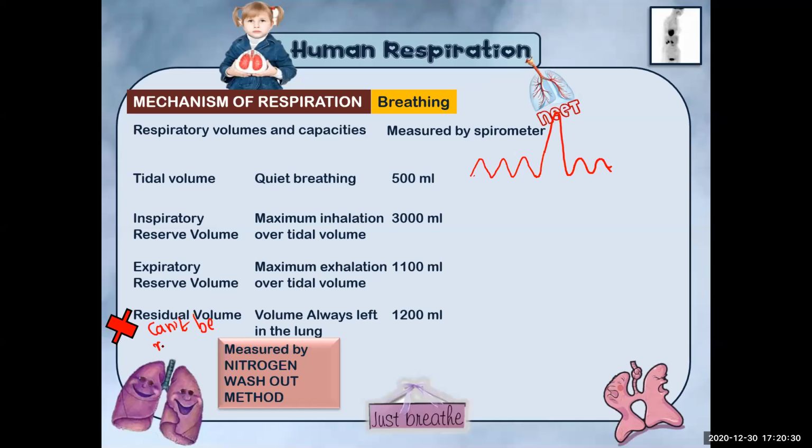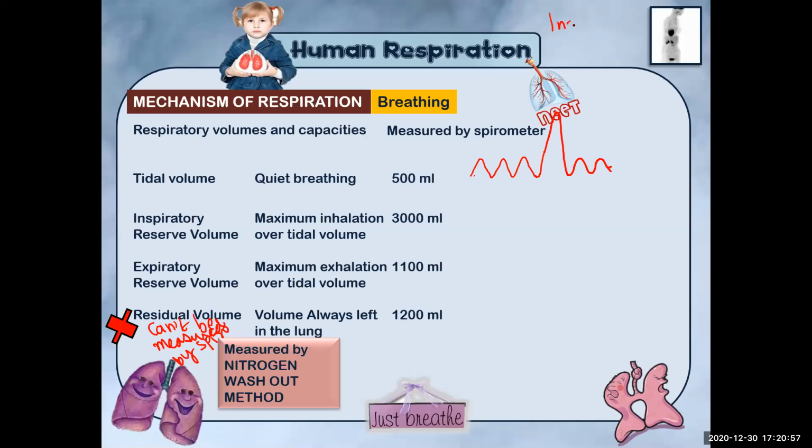Can't be measured by a spirometer. In fact, it is measured by the nitrogen washout method. Now, what is the capacity? ये तो वॉल्यूम है. कैपेसिटी का मतलब होता है पोटेंशियल, कितना हम यूज कर सकते हैं. Okay. For example, can you tell me what is the potential or capacity for inspiration?